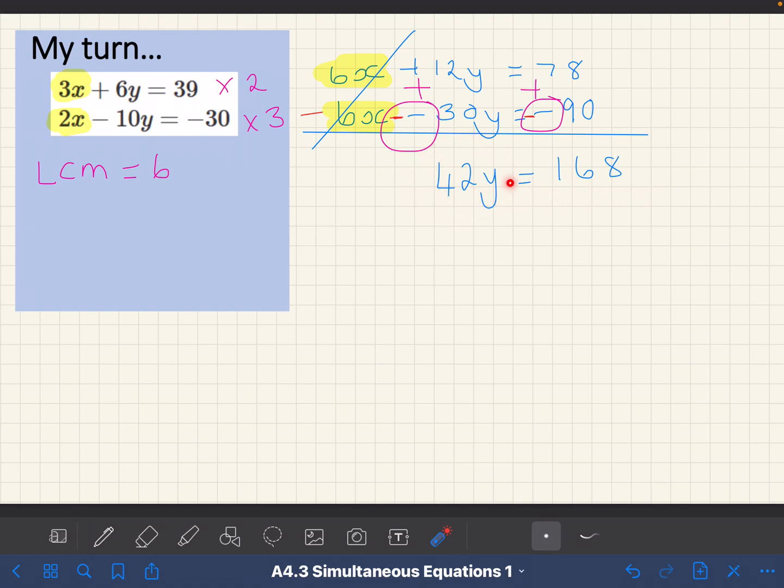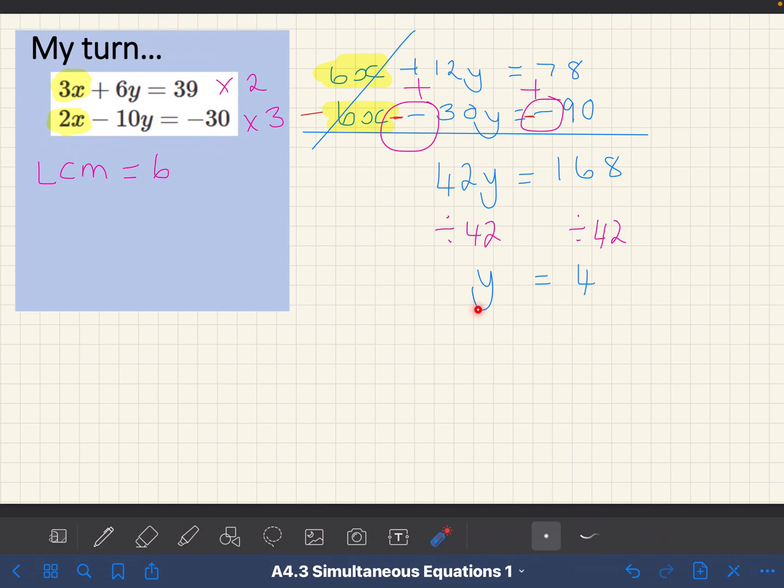We are now back to a one-step equation, which is how you started your algebra work, where we've got 42 multiplied by y is equal to 168. We get y on its own by dividing both sides by 42. That gives us an answer of y is equal to 4.